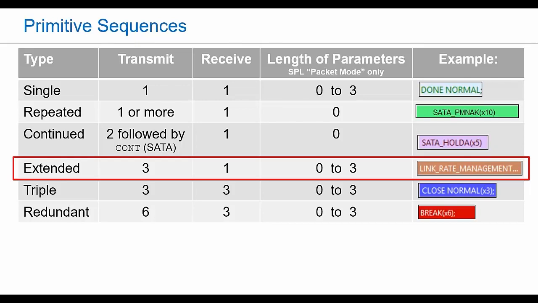Lastly, the rules for triple and redundant primitives are unchanged. Closed normal is considered a triple primitive. Here you still have to receive all 3 to consider this valid. And redundant primitives like break, still sent in groups of 6. And still, here you only need to receive 3.